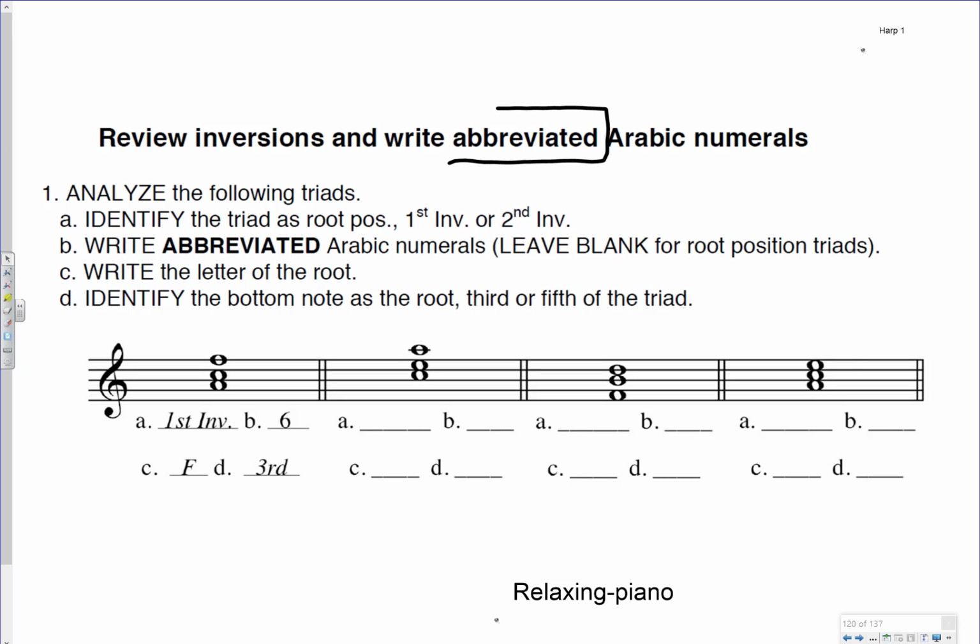Now we want abbreviated. Okay, so for each question we need to do 4 things. A, identify the triad as root position, first inversion, or second inversion. B, write abbreviated Arabic numerals. Just a reminder that if we have root position triads, we'll leave the blank. C, we have to write the letter of the root. And D, identify the bottom note as the root, third, or fifth of the triad. The first example is done for you. Try the rest. Good luck, college.